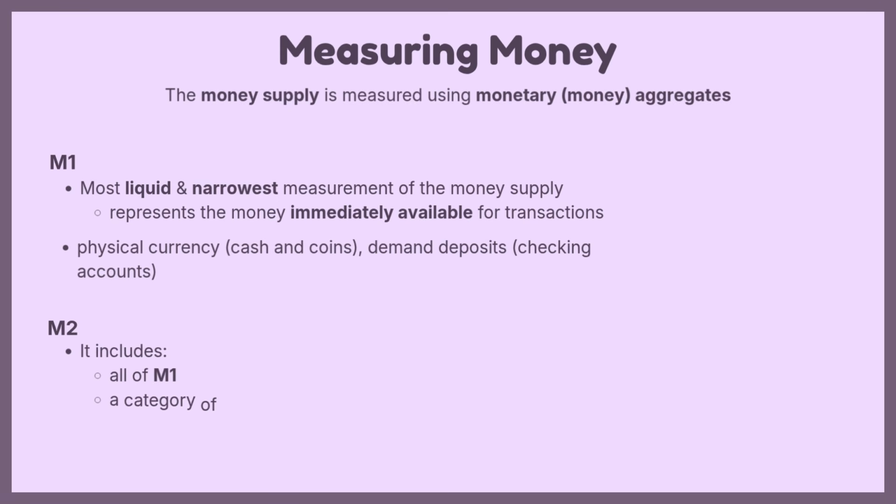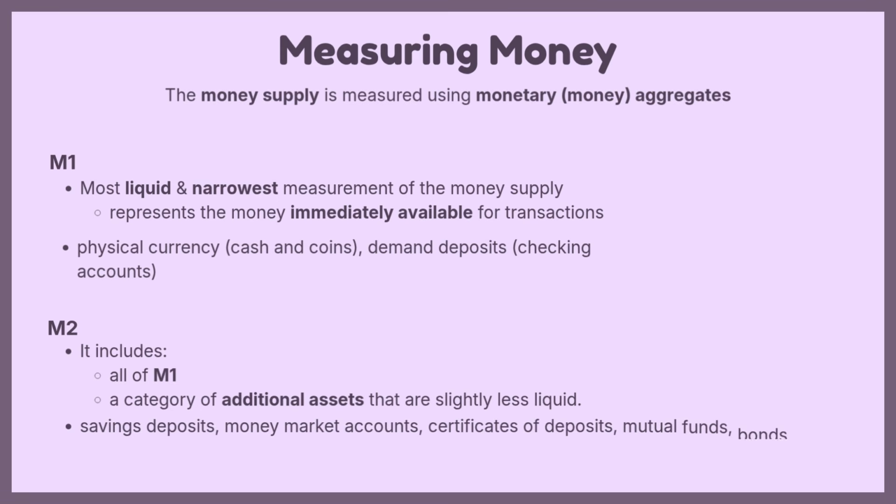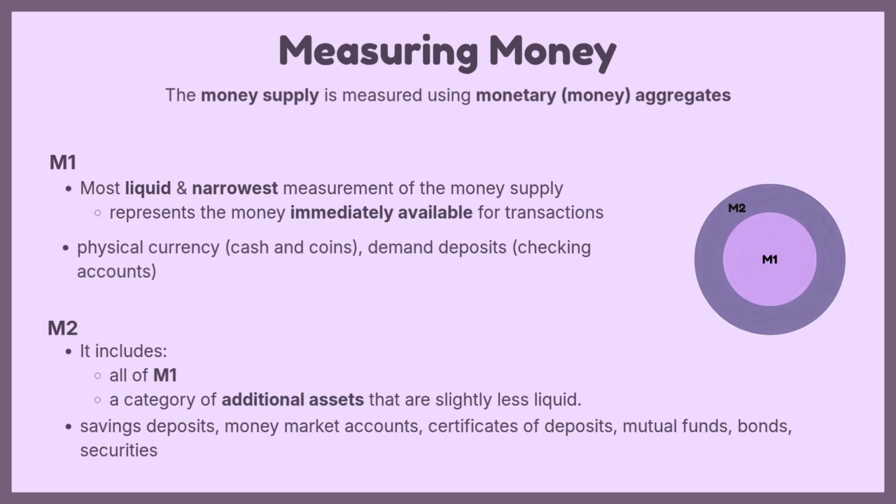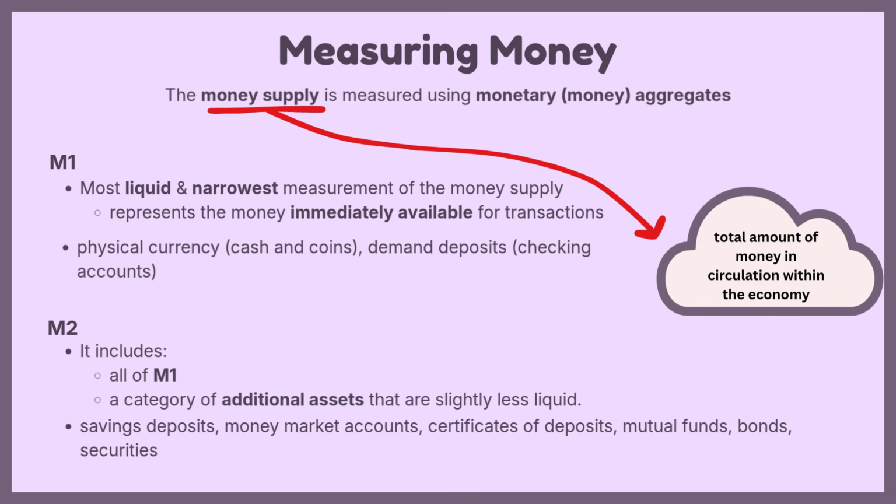M2 includes all of M1, plus a category of additional assets that are slightly less liquid. These assets are things like savings deposits, money market accounts, certificates of deposits, mutual funds, bonds, and securities. These money aggregates added together form the money supply, or the total amount of money in circulation within the economy.